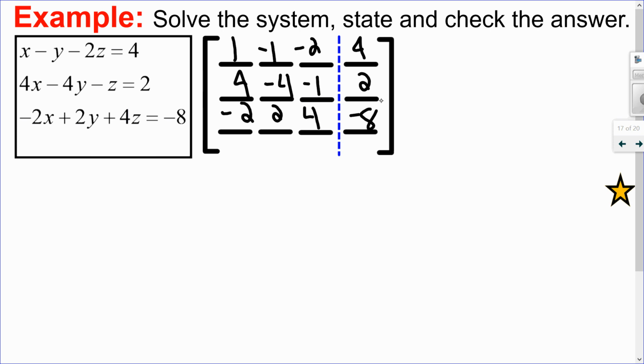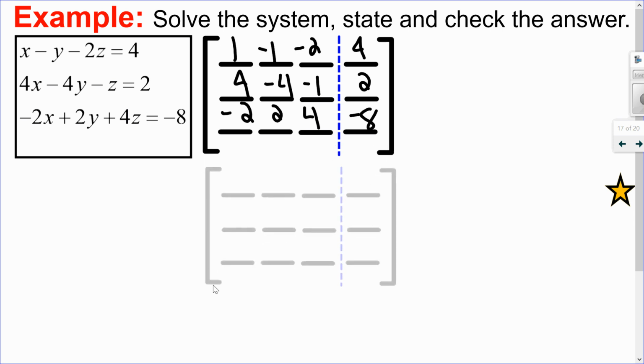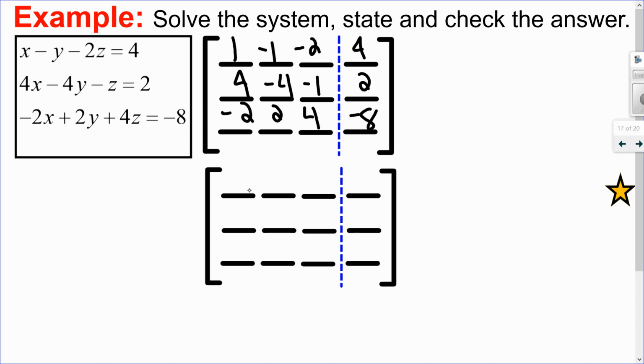For this one here, I already have a 1 in row 1, so that's good. We're off to a good start. So we'll leave row 1 as row 1. And then I'm going to get rid of this 4 by multiplying row 1 by 4 and adding it on to row 2.